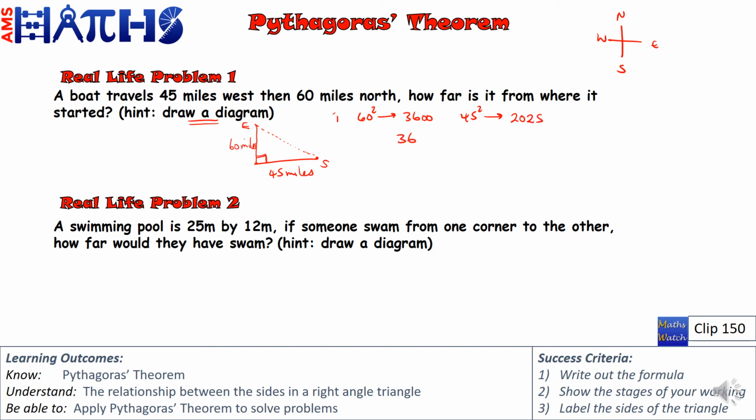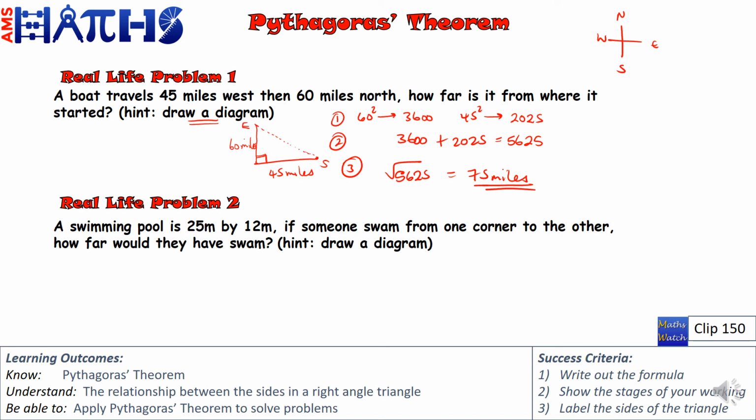So that was step 1. Step 2, we're going to add them. 3,600 plus 2025, and that gives us 5,625. And then step 3, just find the square root of 5,625, which is 75. So the distance that we're looking for is 75 miles.